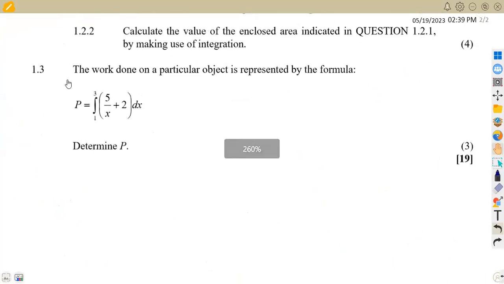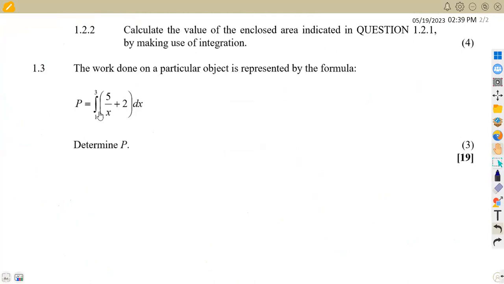1.3. This is the same presentation as what we had previously, but this one is not on area. It's on work done, but it uses the same concept, just like a question which asks you to calculate area. Remember that work done comes from the force times distance concept, but here they want us to use the integral. They are saying the work done on a particular object is represented by the formula P is equal to the integral of 5 over x plus 2 dx. Now they are saying determine P, which is the work done.